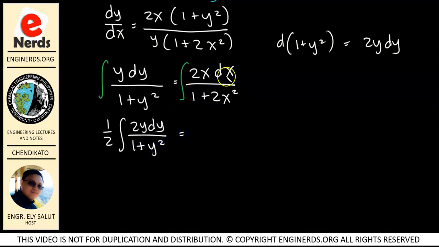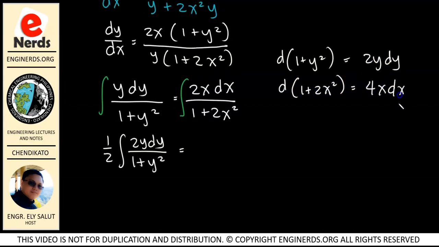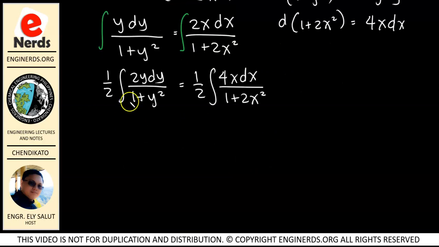And this is equal to, what's the derivative of our 2x squared? So the derivative of 1 plus 2x squared is equal to 4x dx. Okay? So as you can see, ang kailangan natin is 4x dx pero meron lang tayong 2x dx dito. So therefore, I still need to introduce 2 over 2. No? So I have 1/2. The integral of 2 times 2 will be 4x dx over 1 plus 2x squared. Okay, so now we can solve for the integral here.